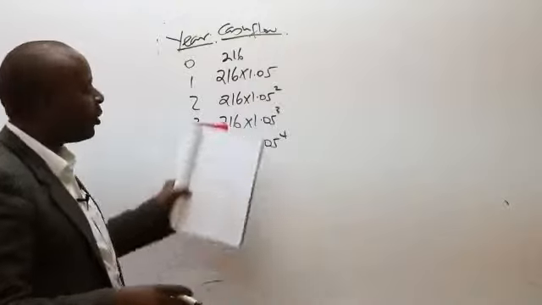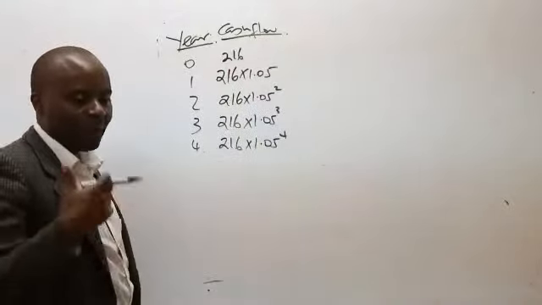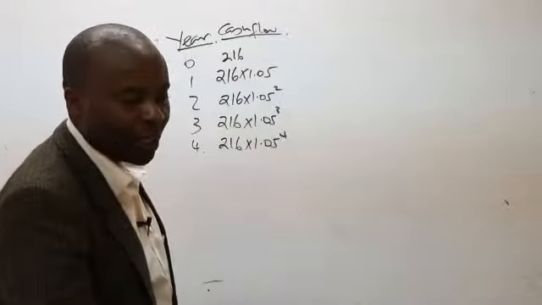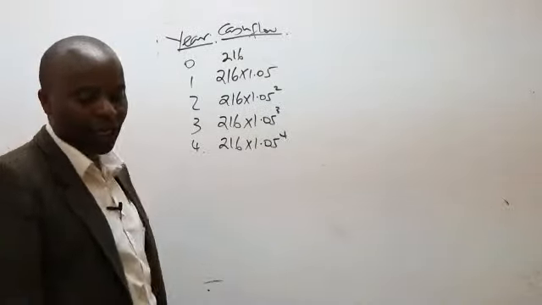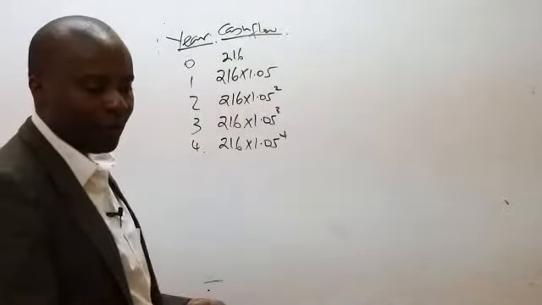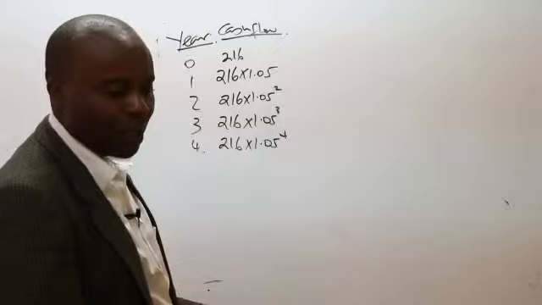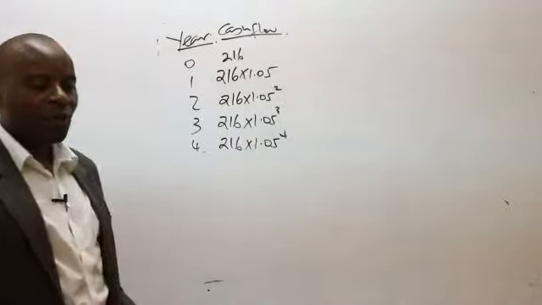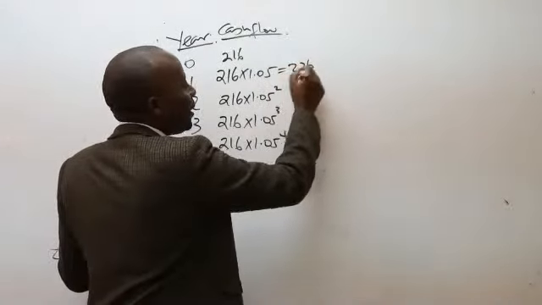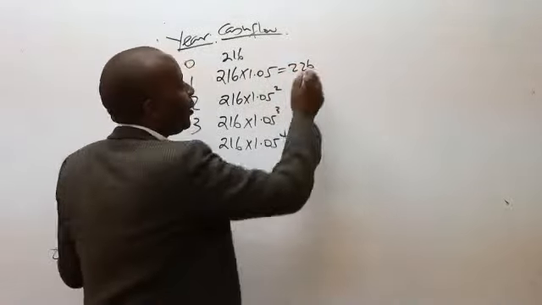Alternatively, you can keep on growing these figures 1 year at a time. So could you kindly guide me, 216 times 1.05. This gives me what figure? Alice tells me it is 226.8. Thank you very much.